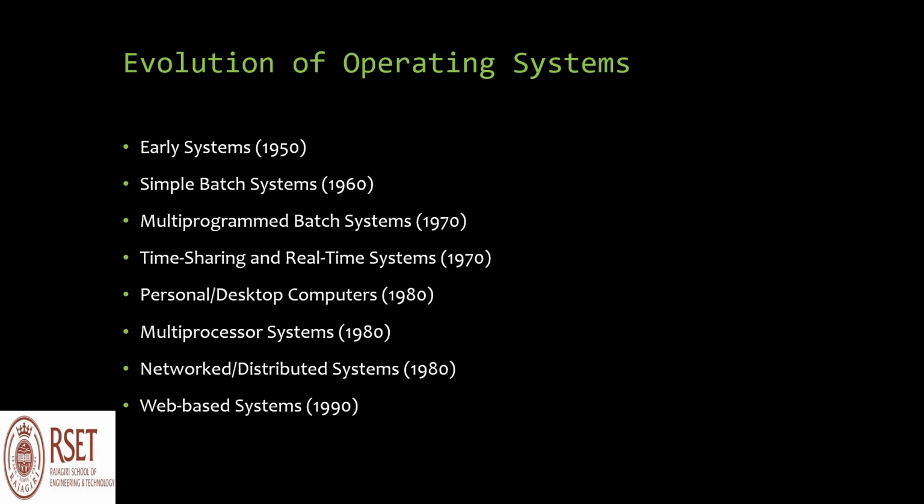So here I have listed the evolution of operating systems starting from 1950s till 1990, which is listed as early systems, simple batch systems, multi-programmed batch systems, time sharing and real-time systems, personal or desktop computers, followed by multiprocessor systems, followed by networked or distributed systems, and finally web-based systems. Now let's see each one by one.